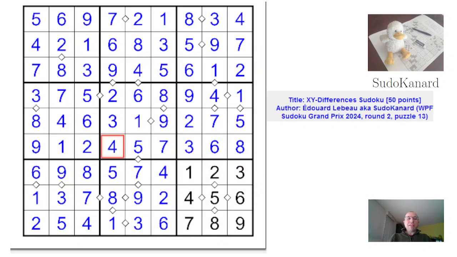So this XY difference in Sudoku was really not that hard if you know where to look, and that's where the numerous practice puzzles by Graham Hippo were a precious thing.